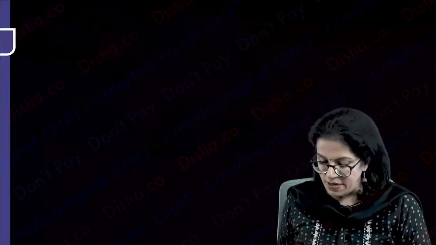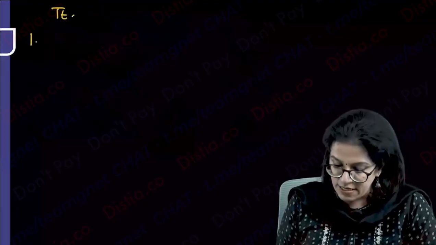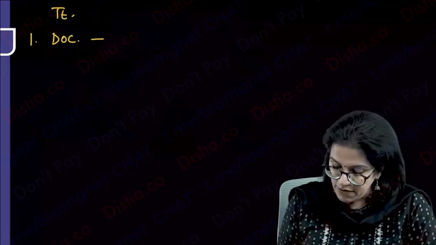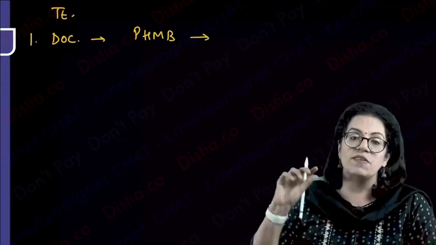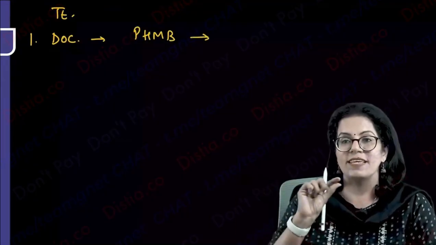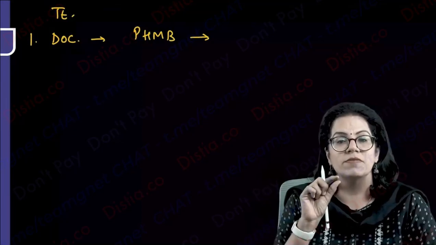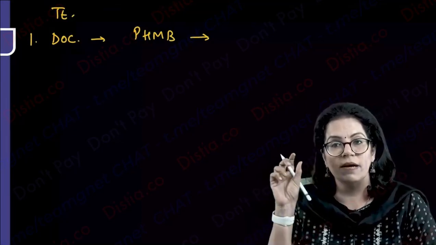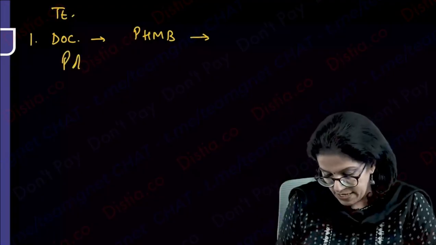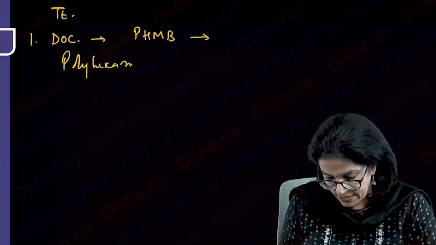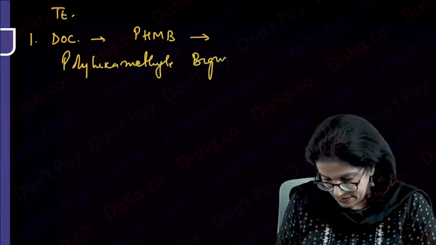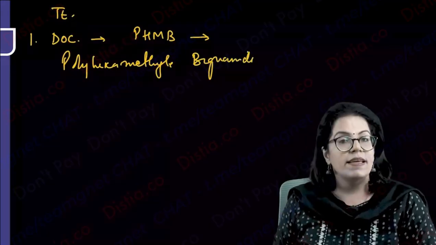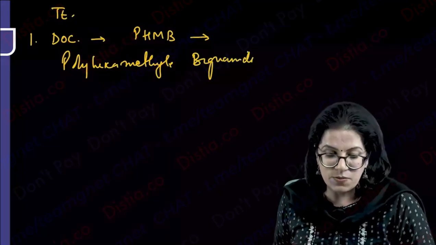We come to the treatment part. Now, the first important group of drug. This is also the drug of choice. They have asked you PHMB. The short form was given in the option, so you should know the short form. PHMB stands for polyhexamethylene biguanide. So we will learn polyhexamethylene biguanide. Right? Okay. So that is one thing.